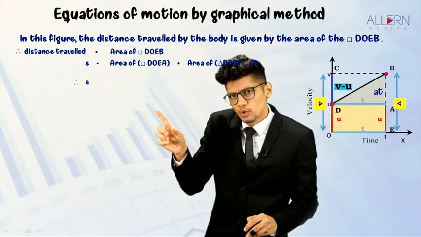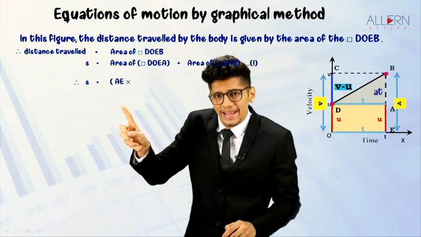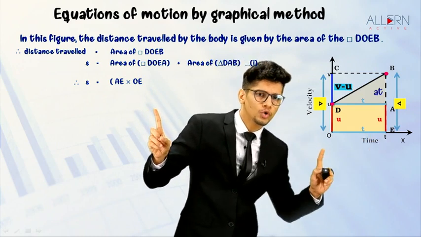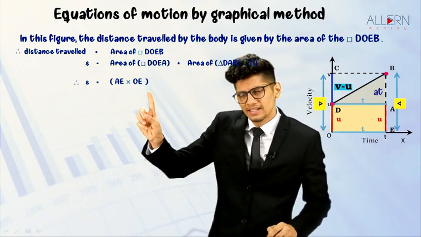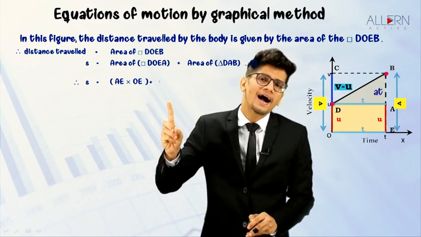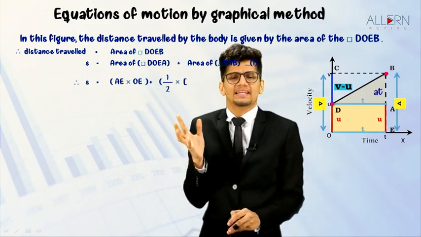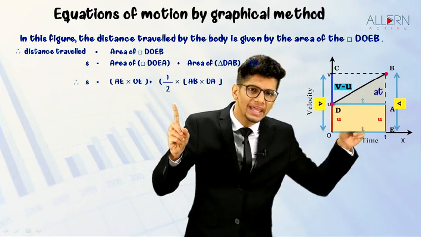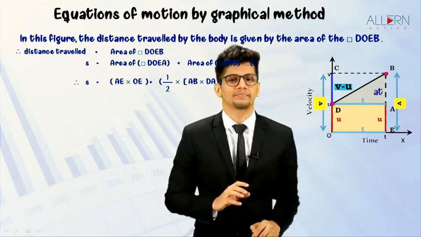So here we'll write S will be equal to AE into OE. Where is AE? AE and OE are over here, right? So this is the area of the rectangle. Now here we have half into base into height, or we can say half into height into base. So we are writing AB into DA. So AB is the height and DA is the base, right?